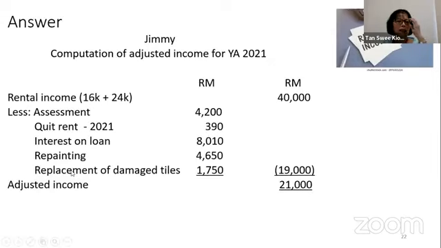Okay, rental income, you add that 16,000 and 24,000. Assessment, quit rent 2021, deductible. Interest on loan, repainting, deductible, replacement of damaged tiles. Okay, all these are deductible expenses can use to offset against your rental income. So your adjusted income is only 21,000.